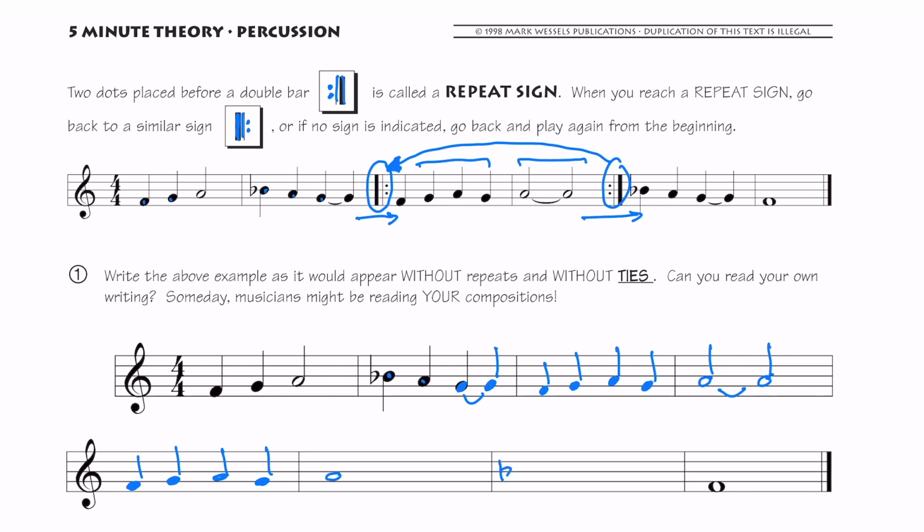So I have my flat sign on the B flat. It's on the middle line, so stem goes down. I have an A. It's below the middle line, so stem goes up. I have a G. I could either write 2 quarter notes or I could write a half note. So this is just how the music is written if I didn't have repeat signs.